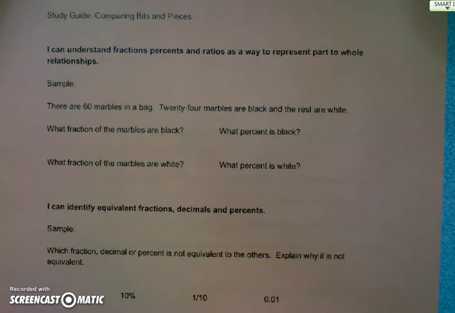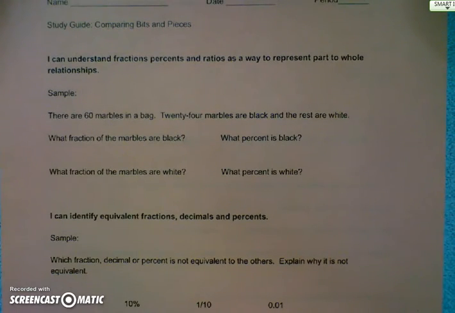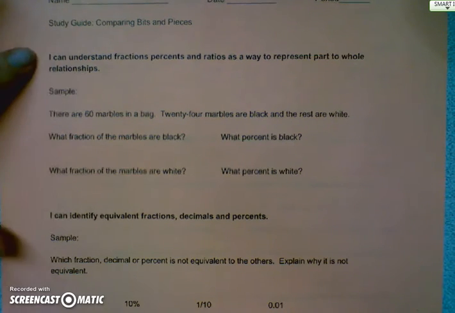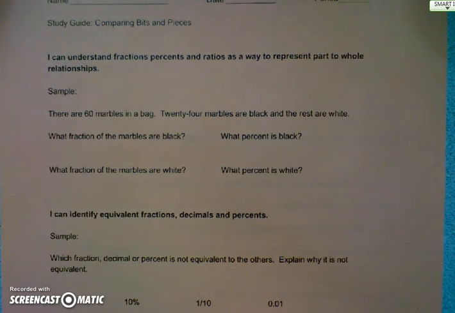Okay guys, today we are going to go over the study guide for comparing bits and pieces so that you're prepared for your unit test on Thursday. So, the first thing that we need to make sure you can do is that you understand fractions, percents, and ratios as a way to represent part-to-whole relationships.